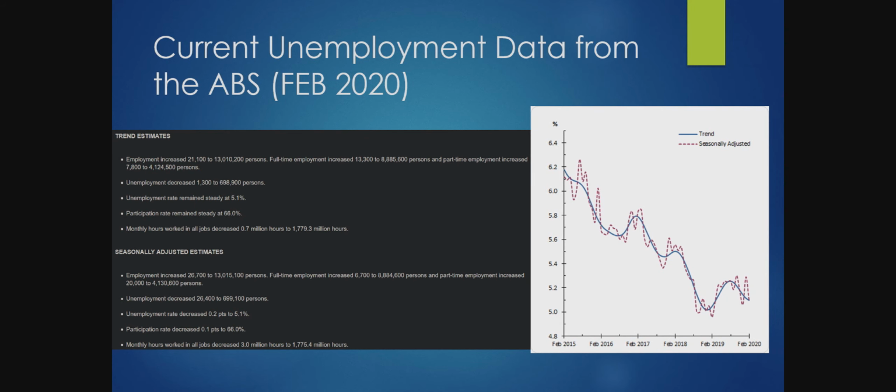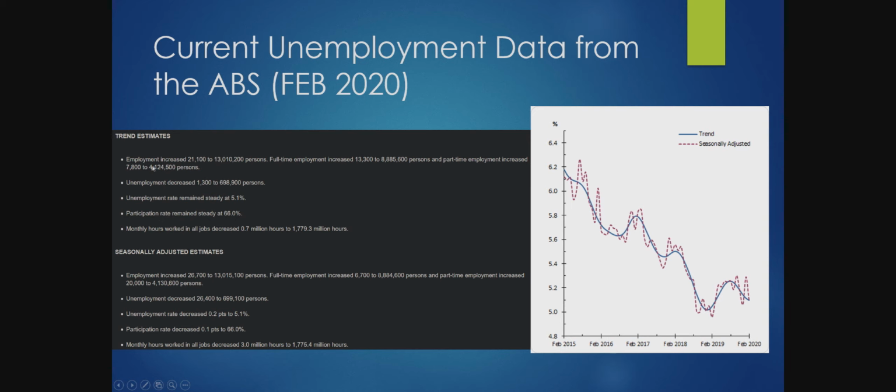So current unemployment data from the ABS for February 2020. As you can see, unemployment is sitting at 5.1% at the moment. We need to hit 4.5 to reach the unofficial goal, so we could be considered not at full employment at the moment. The participation rate remains steady at 66%. We'll look into details what the participation rate means shortly.